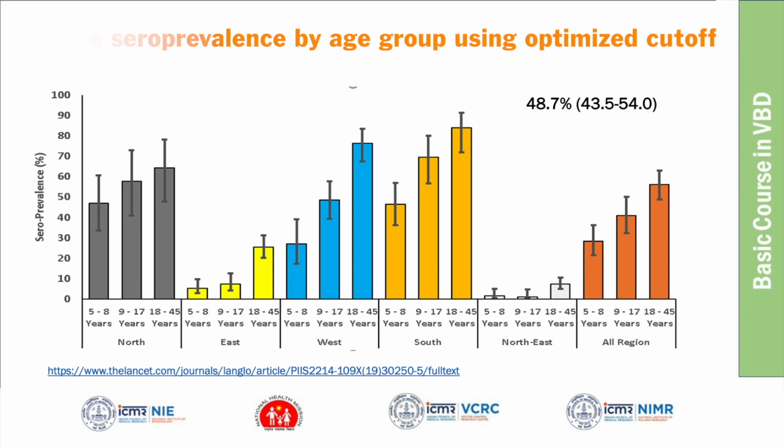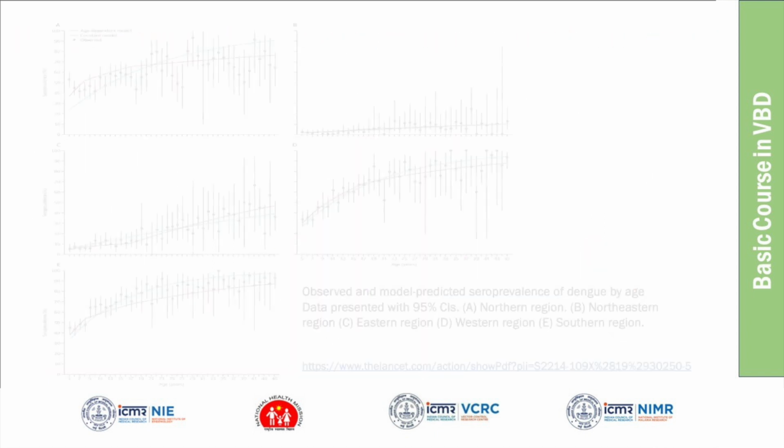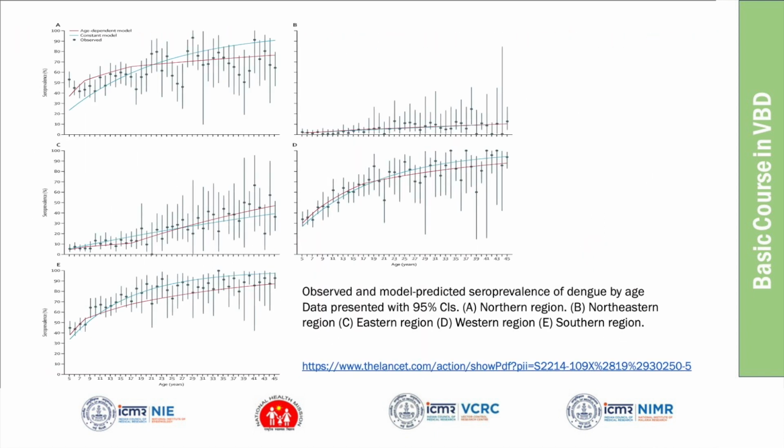So what we say is, as you can see clearly in the next page, the seroprevalence curves. In the seroprevalence curve, the x-axis is the age and the y-axis is the seroprevalence. You can see that in all regions, except the northeast, as age increases, the seroprevalence increases. So why does that happen?